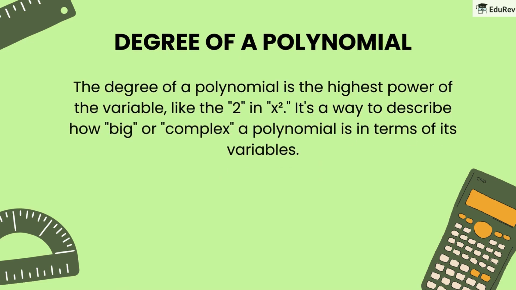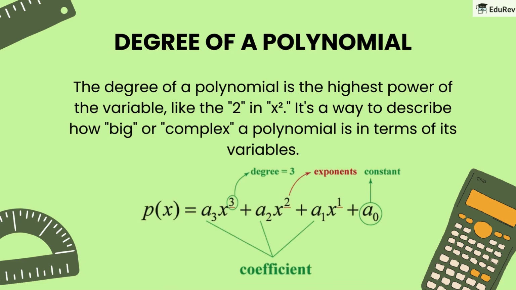The degree of a polynomial is the highest power of the variable, like the 2 in x square. It's a way to describe how big or complex a polynomial is in terms of its variables. For example, in the polynomial p of x equals a3x cubed plus a2x squared plus a1x plus a0, the degree is determined by the highest exponent present.